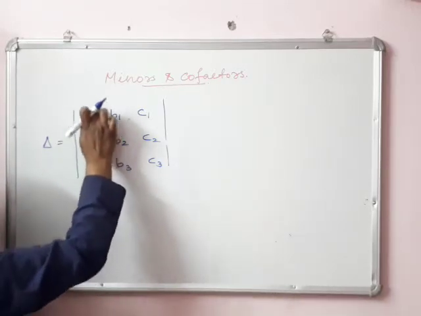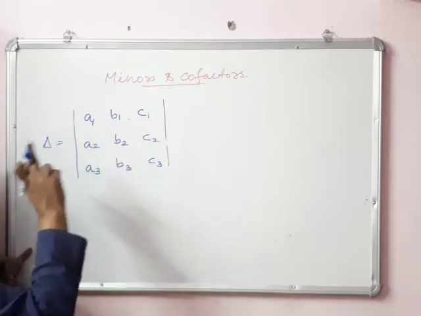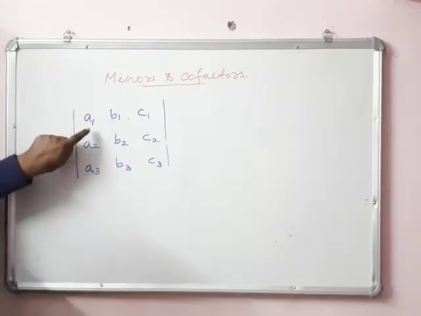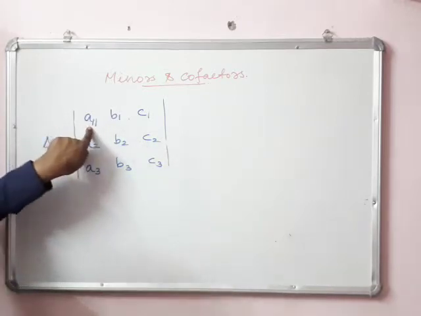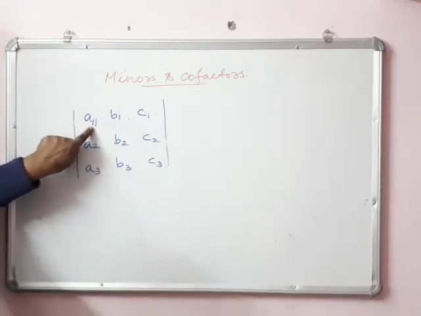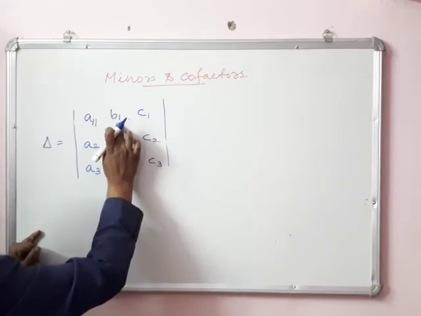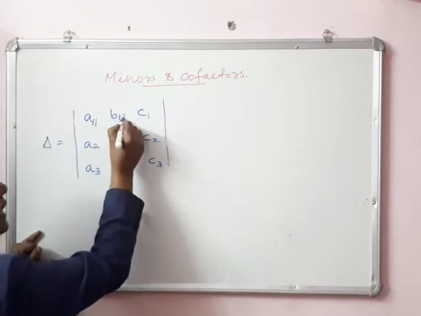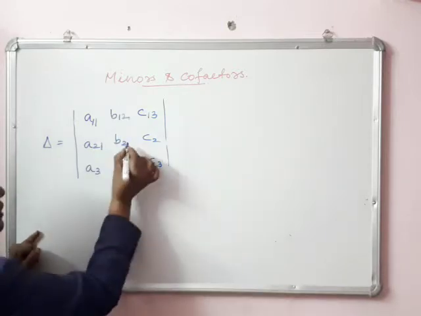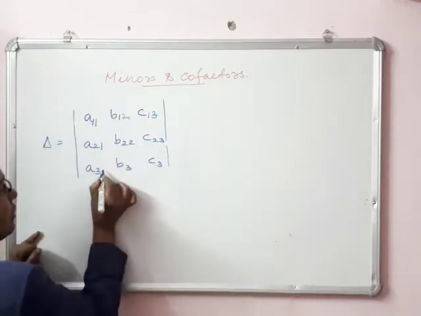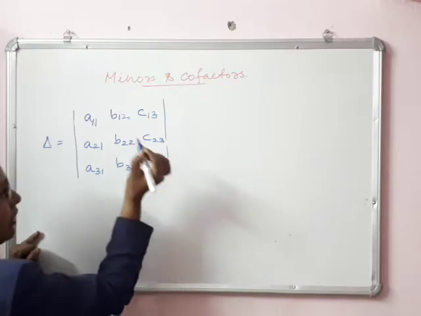This first a1 is the element in the first row and first column. So I can give a11, which means it is the element of the first row and first column. Similarly, this one is the first row and second column, and first row and third column. This is 21, 22, 23, and 31, 32, 33.